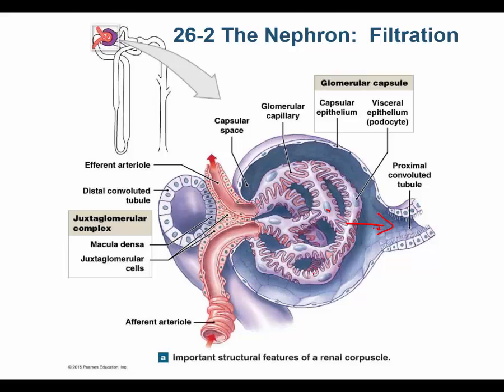But the fenestrations are only 90 nanometers, and the filtration slits are only about 9 nanometers. So you really have to be smaller than 9 nanometers to be filtered. Our smallest protein, albumin, is about 9 to 10 nanometers. So even our smallest protein is really a little bit too big to be filtered. And there's another reason why proteins aren't typically filtered as well. So we'll talk about this filtration membrane. I got a better picture for you.